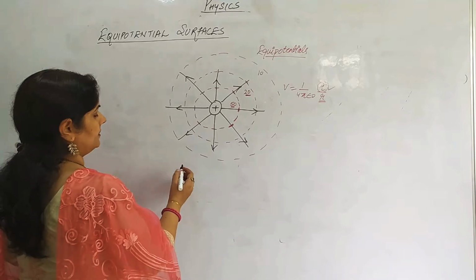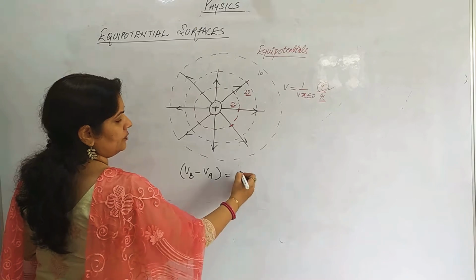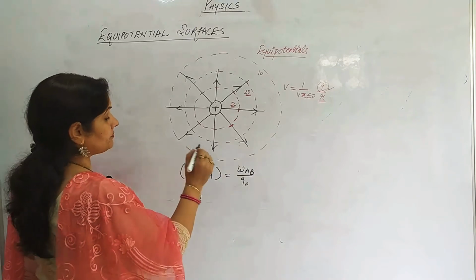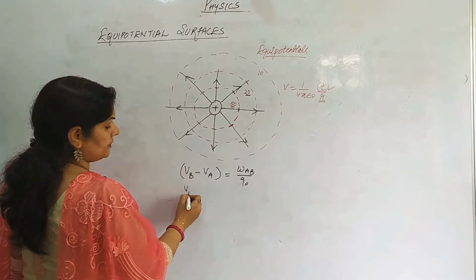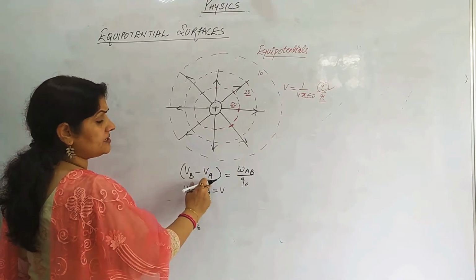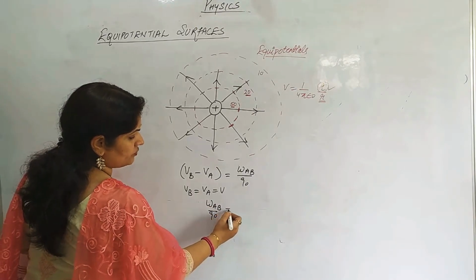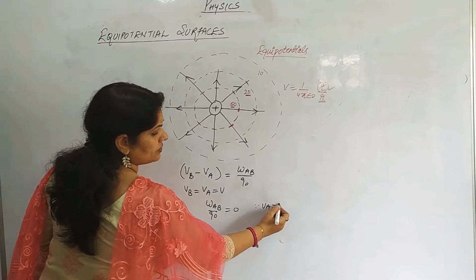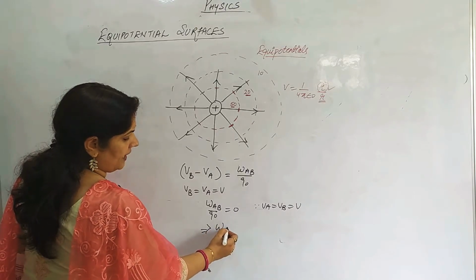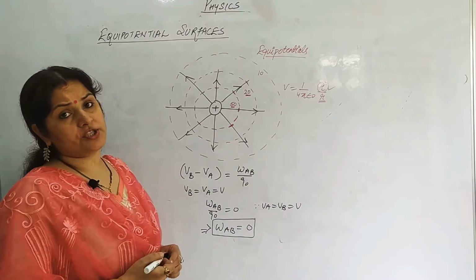Now what have we studied? We have studied that VB minus VA, for any points A and B, is equal to the work done from A to B per unit charge. That is the formula of potential. Now on any equipotential surface VB and VA are both the same. If both are the same, then this difference would be 0. So can we say that work done from A to B per unit charge will be 0, since VA is equal to VB? So when this is 0, we can conclude that work done in moving a charge between any two points on an equipotential surface is also 0.